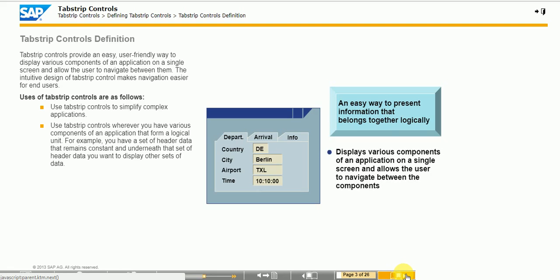Tabstrip controls are designed to allow users to navigate freely between various components. The components are processed dynamically, that is, the user input on one tab page causes other tab pages to appear suddenly. Tabstrip controls are compatible with batch input processing.